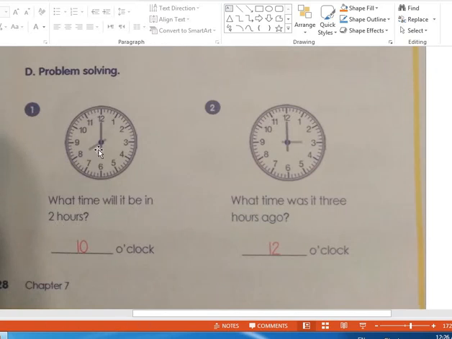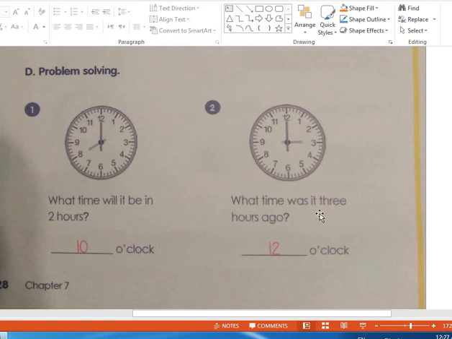Okay. What time will it be in 2 hours? I look first to say what time it is now. It's 8 o'clock. So what time will it be in the future, 2 hours later? After 8, 9, 10. So it will be 10 o'clock.